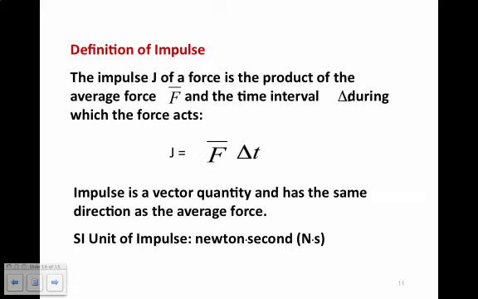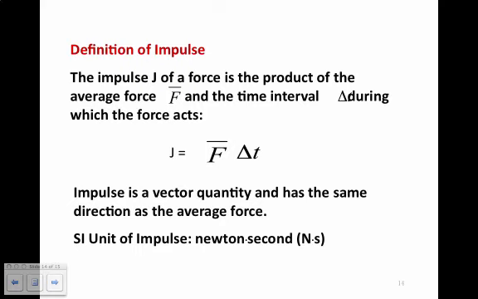The impulse, which is used by the variable J, of a force is the product of the average force and the time interval during which the force acts. I like to call this the fat equation. Impulse is the fat equation. You could think of it like this: if Homer Simpson was extremely impulsive and he just ate all the donuts that he could get his hands on, he would end up being fat.